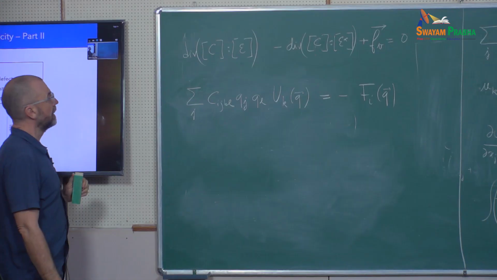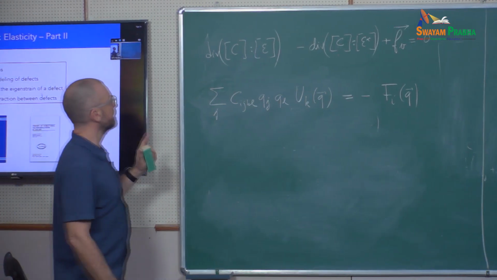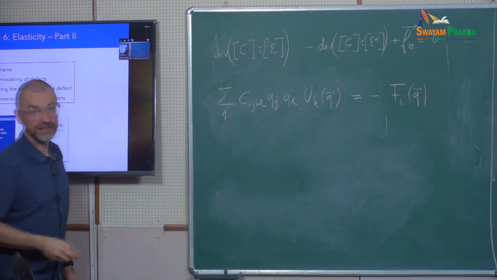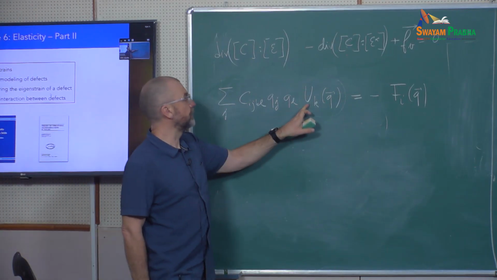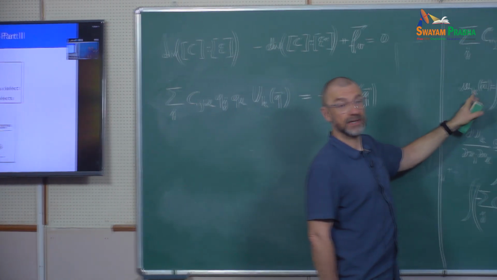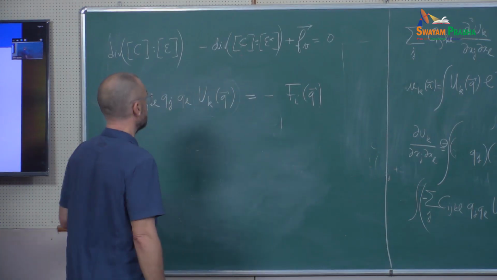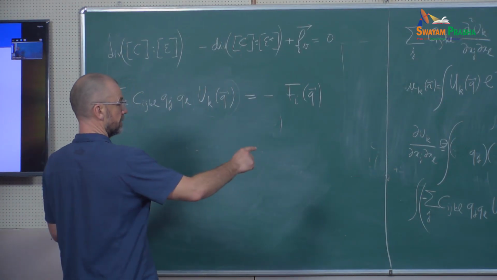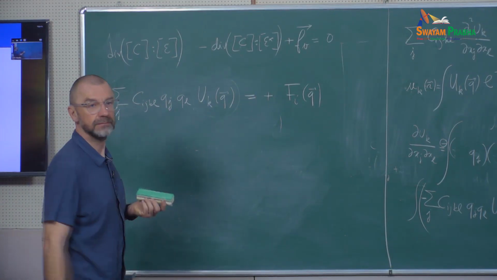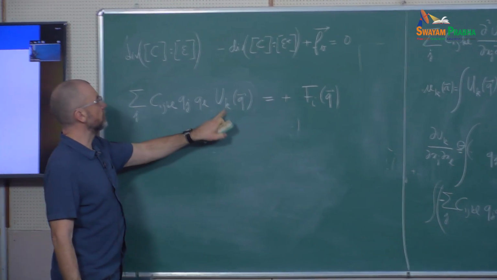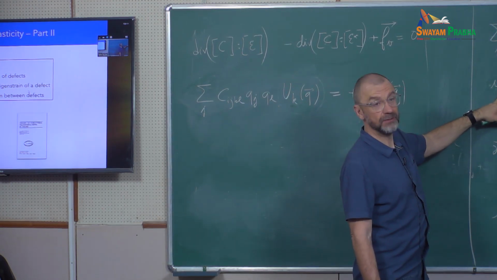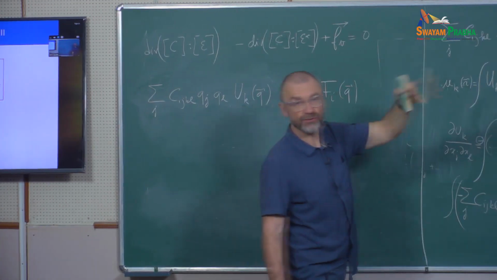Now, what we want to find is this, right? If we know the Fourier transform of the displacement, then we invert that relation and go back to real space. Once we know the displacement in real space, we know the strains, the stresses, we know everything, right?